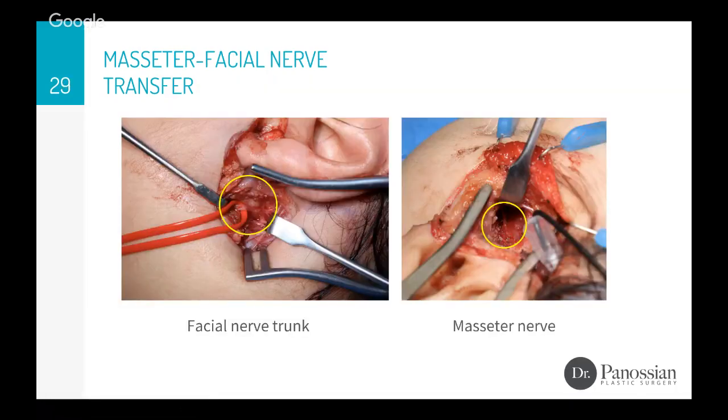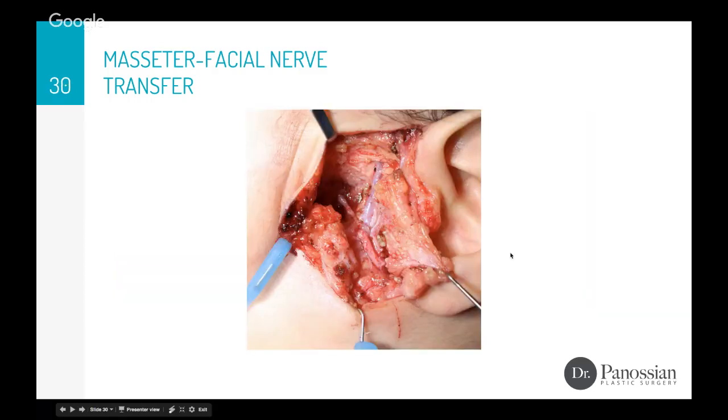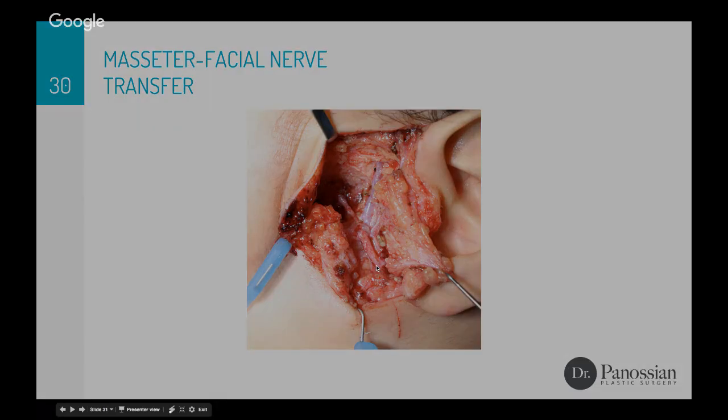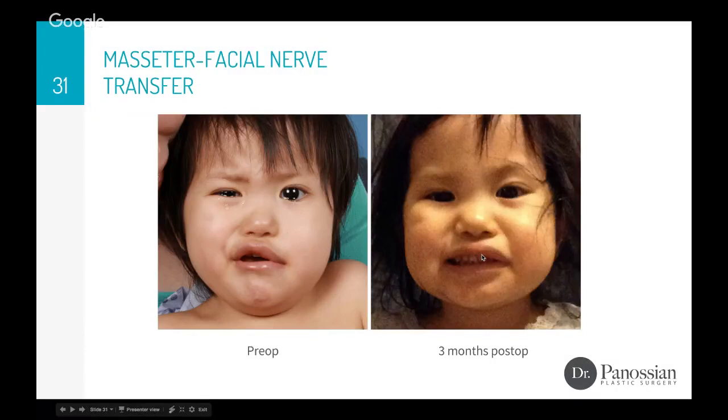You see here the facial nerve trunk as it emanates from the stylomastoid foramen, and the masseter nerve in the face. And when we rotate and move the trunk of the facial nerve more proximally, it has been transected at the stylomastoid foramen, and the masseter nerve is brought into proximity, and a suture repair is performed in the mid-face. And 3 months post-op, we're already seeing a wonderful recovery of that particular facial nerve.